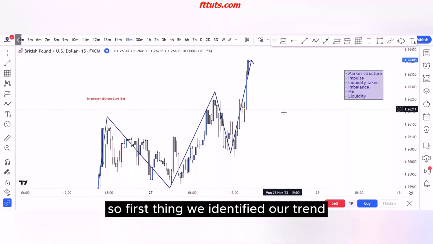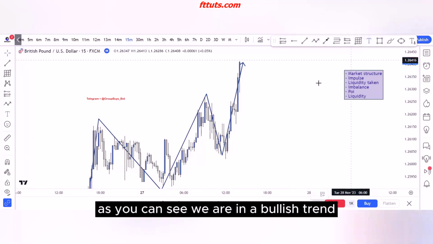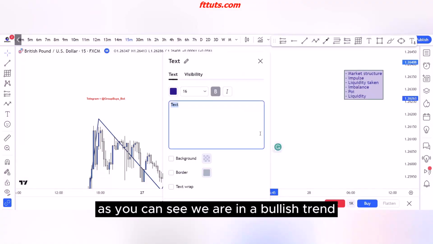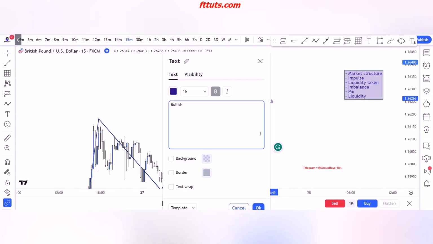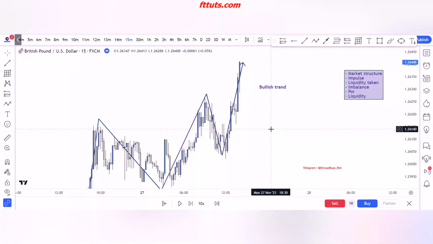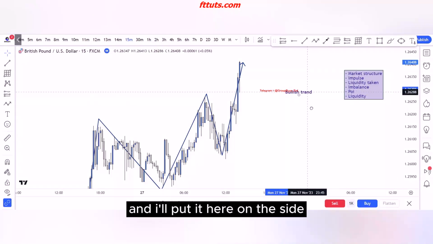So first thing, we identified our trend. As you can see, we are in a bullish trend. I will write it down. And I'll put it here on the side.